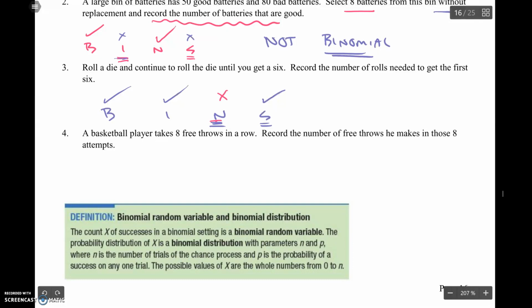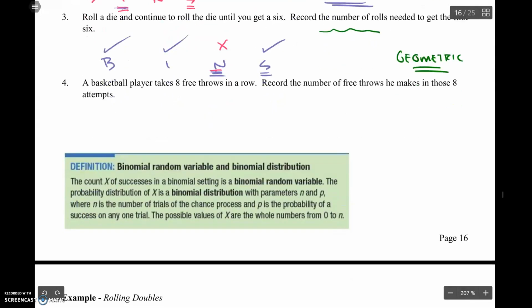This isn't binomial. Also, we're not recording the number of successes in a set number of trials. We're recording the number of rolls needed to get the first 6. Just to let you know, this is actually going to be geometric. Oh, we're not there yet.